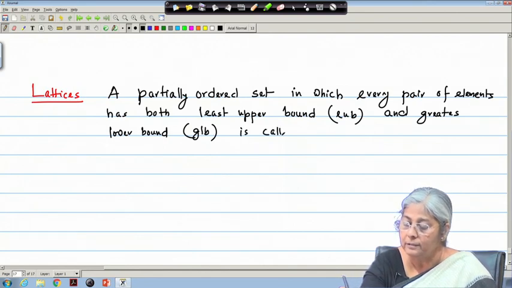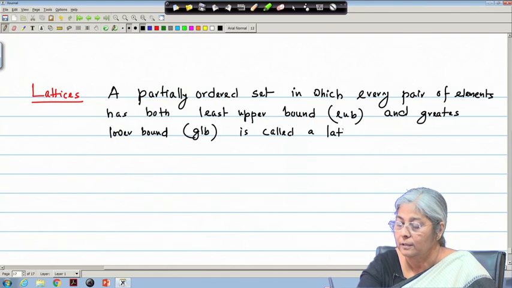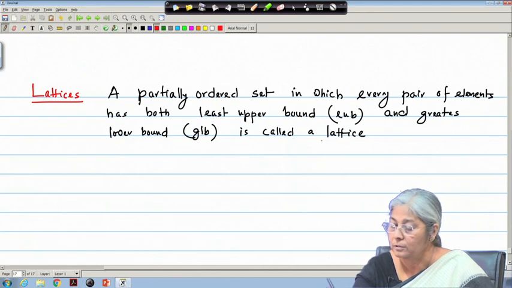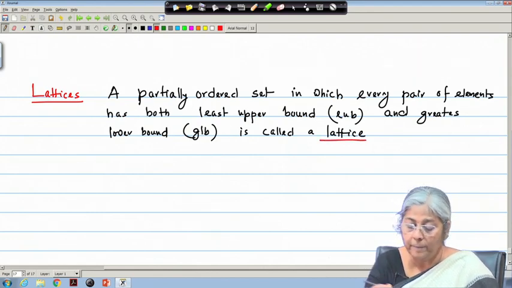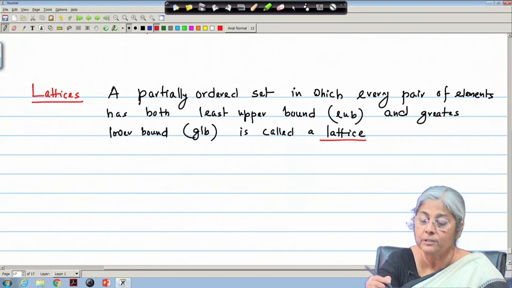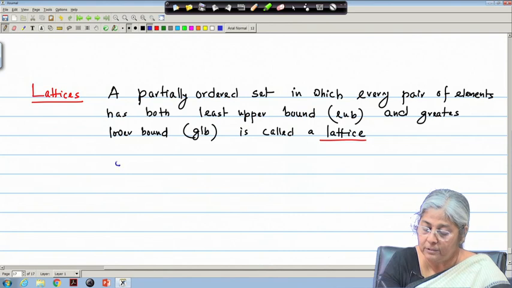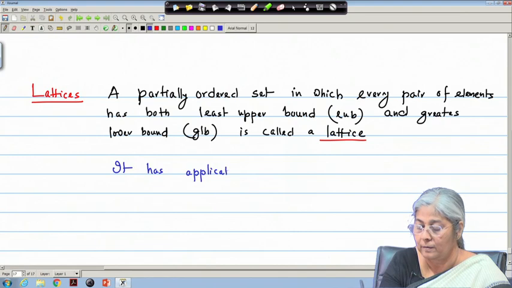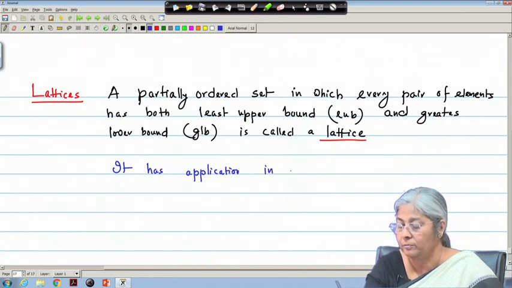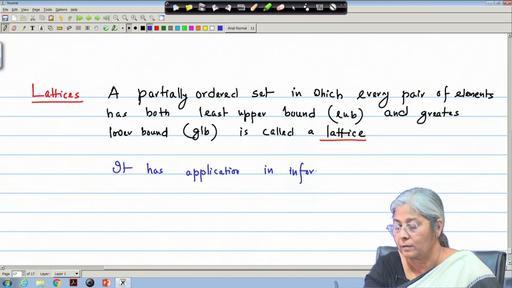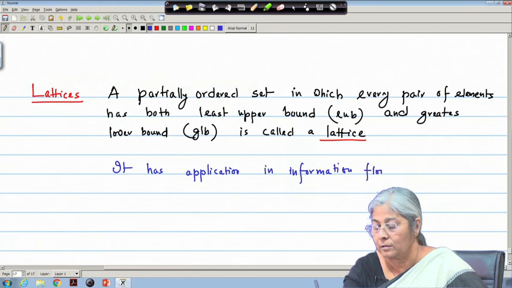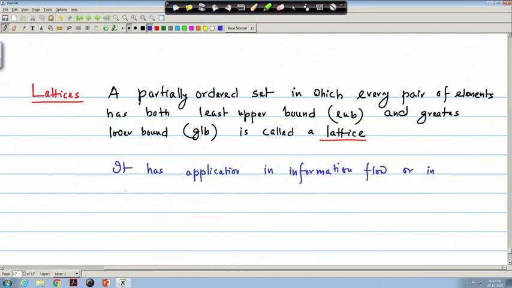is called a lattice. And lattice is very important, it is an algebraic structure which has application in information flow, in communication, or in Boolean algebra.